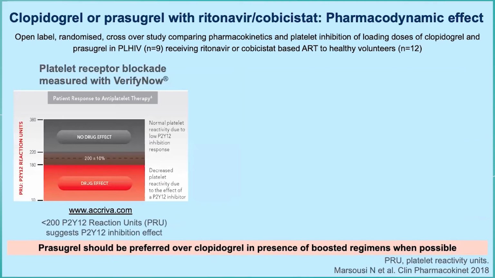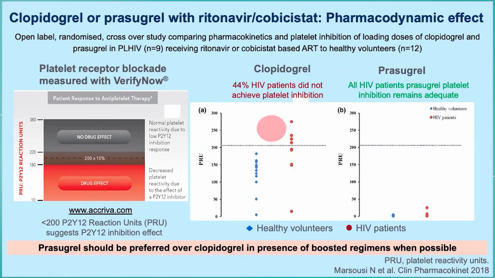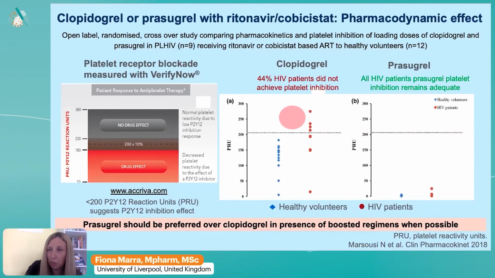What does that mean for our patients? Well, this pharmacodynamic study looked at the effect of platelet receptor blockade measured by a VerifyNow device, and what that showed us was that with Clopidogrel it was significant in some patients. So 44% of HIV patients on ritonavir did not achieve platelet inhibition. However, with prasugrel, all patients did. So you can see the difference in effect, and prasugrel therefore should be the preferred choice over Clopidogrel in the presence of boosted regimens where possible.